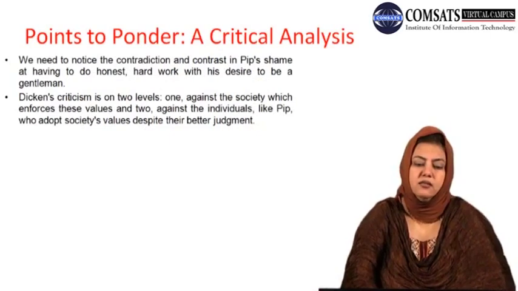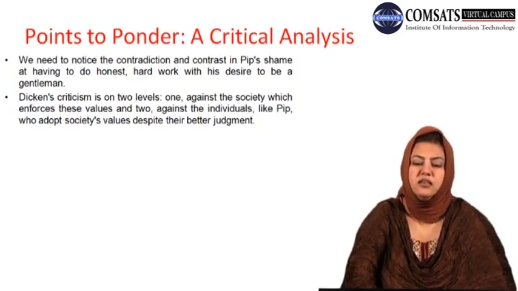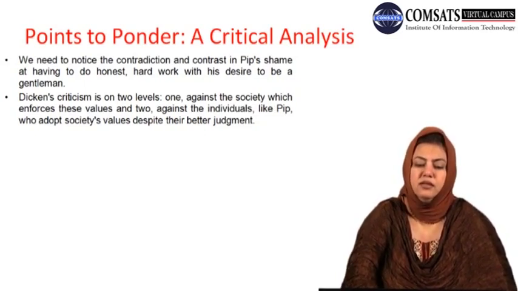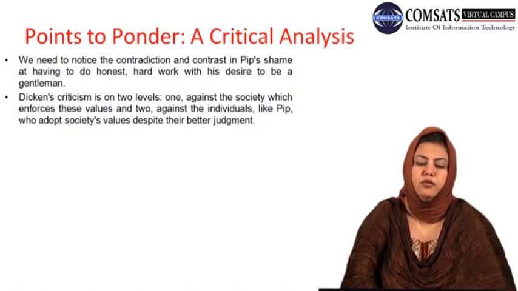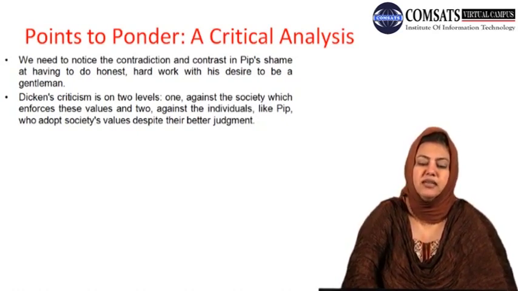Looking critically at the text related to this chapter, there are some important points to ponder. We need to notice the contradiction and contrast in Pip's shame at having to do honest, hard work with his desire to be a gentleman. And what we notice is that both of these things go in contrast with each other. Dickens' criticism is on two levels. One, against the society which enforces and actually reinforces these values. And number two, against individuals like Pip who adopt society's values despite their better judgment.